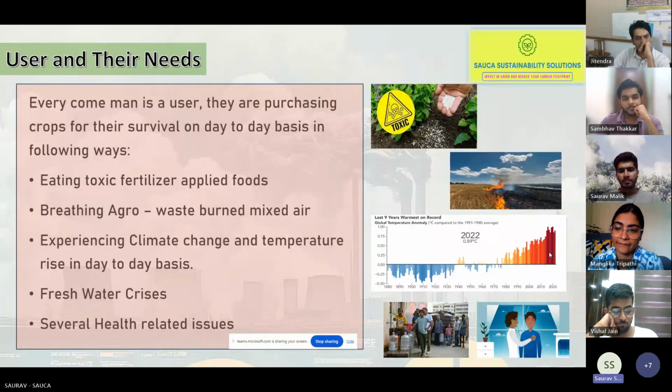Now, user and their need. Every common man is a user of my consultancy services. Every man is a user. They are purchasing crops for day-to-day survival on a daily basis, eating toxic fertilizer-applied food, breathing agro-waste-burned mixed air, experiencing climate change and temperature rise day to day, fresh water crisis, and several health-related issues.